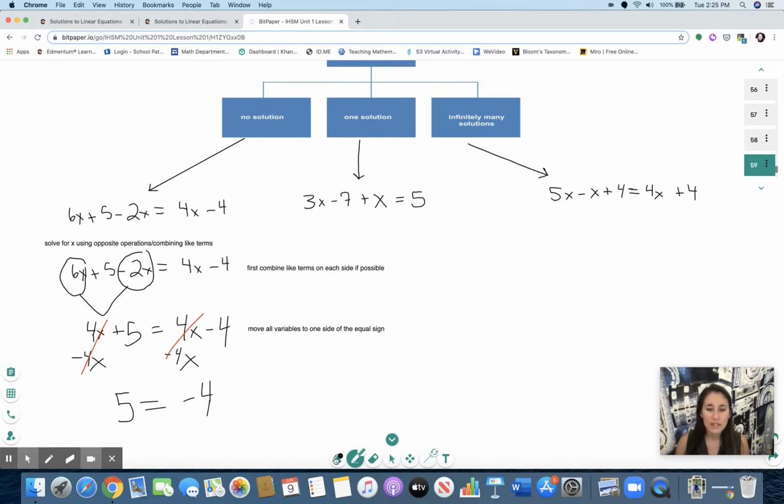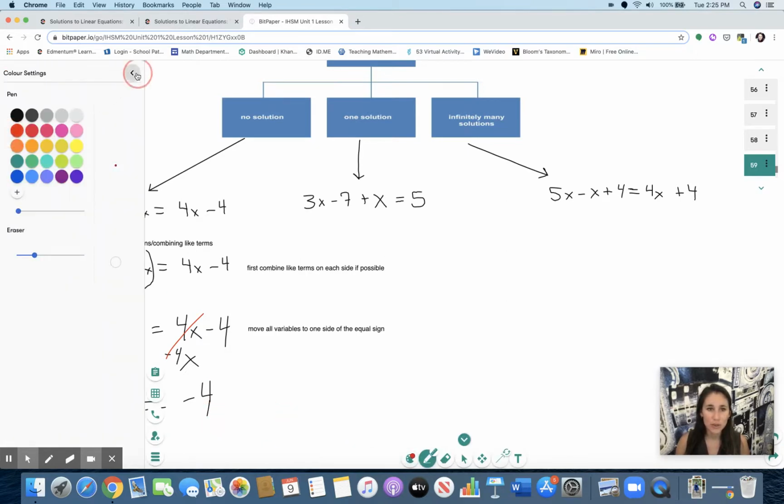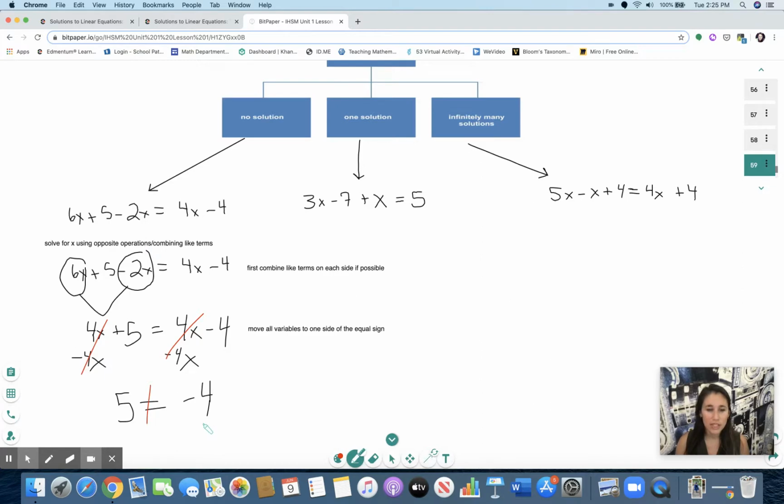Now, 5 is never going to equal negative 4, right? So that would give you no solution. You have one number equal another number, and that's not true. Like, never is it going to be true. So that's what produces our no solution. So, have this in your notes.